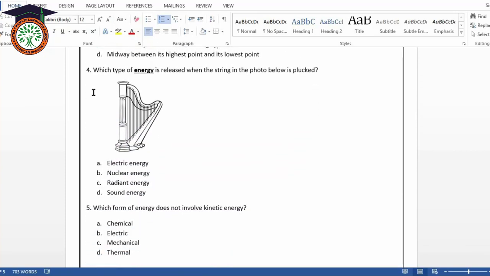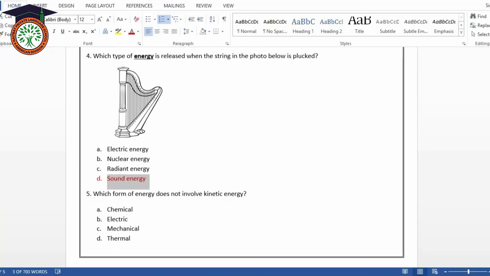Super. Question number 4 says, which type of energy is released when the string in the photo below is plucked? So if I pluck the string, I will release which kind of energy? Excellent, the sound energy. Super.